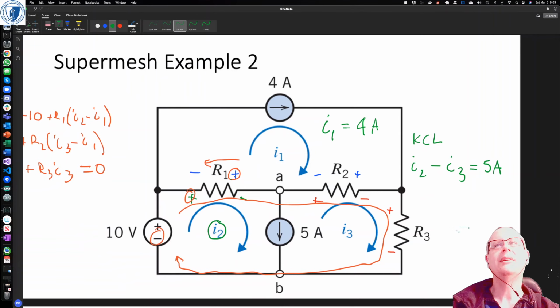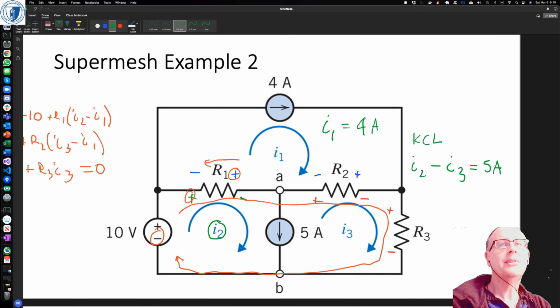And here's an example with two current sources, and there are two different cases, right? The top one, the 4 amp source, only has a single mesh current going through it. It only has I1 going through it. So we can write down immediately what I1 is, because I1 is going in the same direction as the 4 amp source. That means I1 has to equal 4 amps.